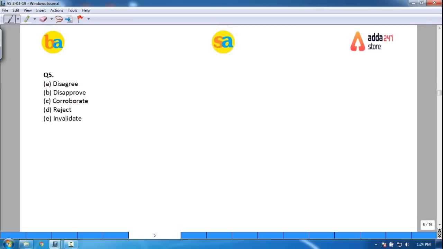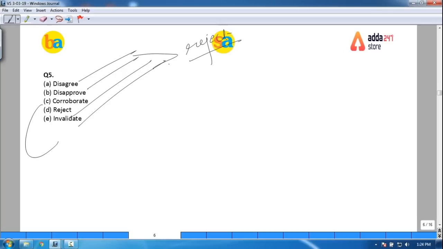Disagree, disapprove, corroborate, reject, invalidate. तो यहाँ पर अगर हम देखें, सब synonyms हैं. इसका meaning होता है आप reject कर रहे हैं. Corroborate का मतलब you are agree. तो answer is C.